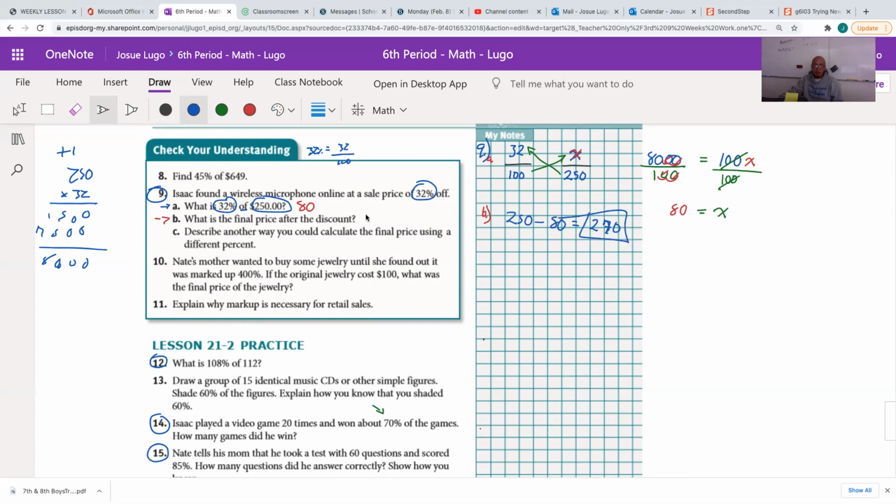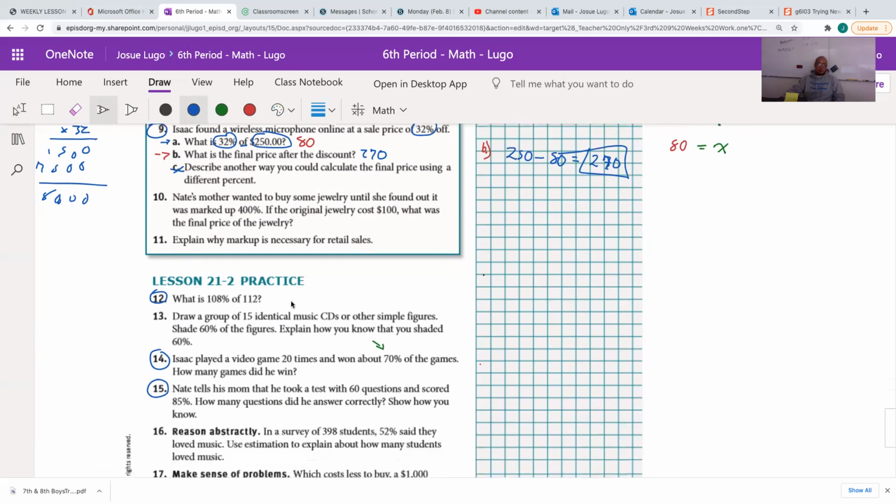That is going to be the price now after the discount. Because really, I took my 100%, which is 250, and I subtracted 32%, which was 80. So 250 minus 80 is 270. That is how a discount works, right? And we don't have to do C. And that's pretty much it.